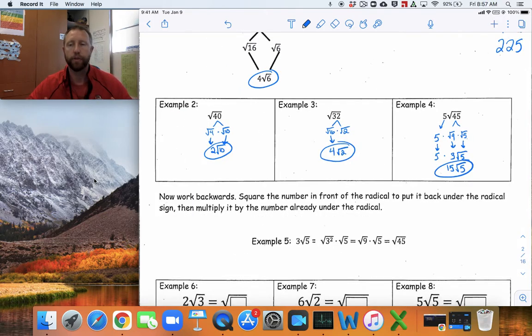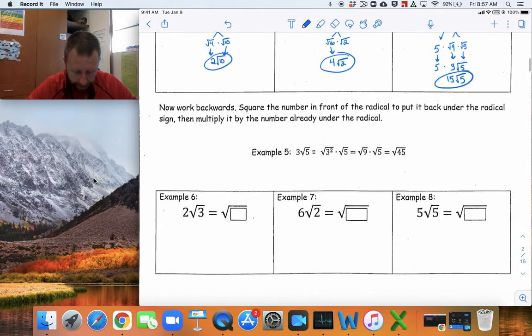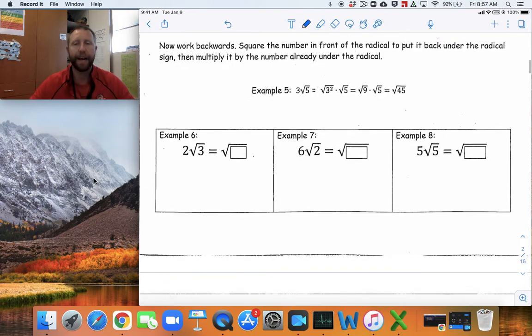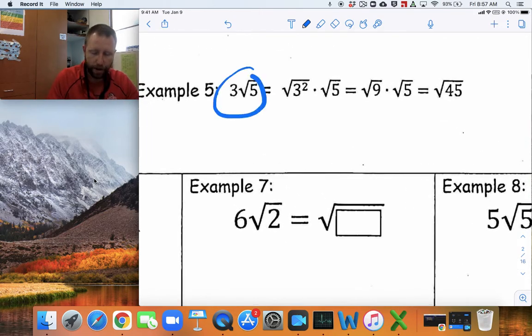All right, so we're going to do some practice problems with that, but first we want to see how this might help you understand a little bit better. We want to see how that works if we're working backwards. Okay, it says square the number in front of the radical to put it back under the radical sign, and then multiply it by the number that's already under the radical. So for instance, they're asking here, if we have this problem and we know this is the answer, this is what it simplifies to, what was it originally?